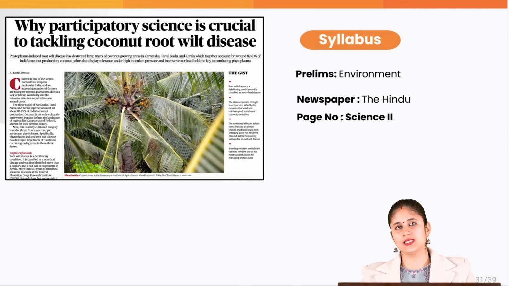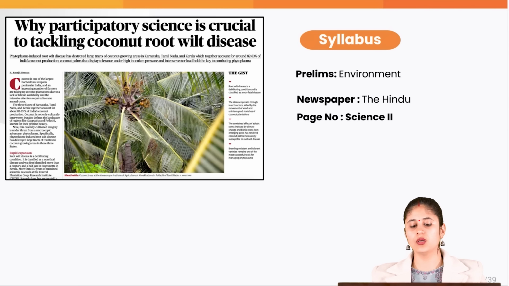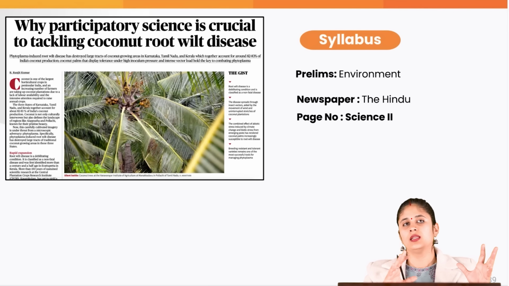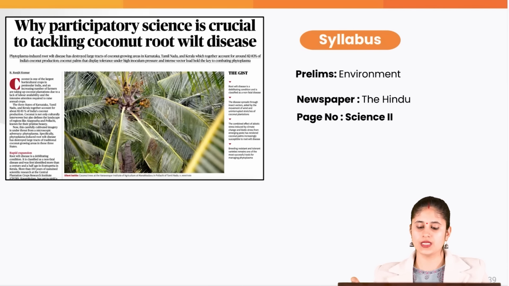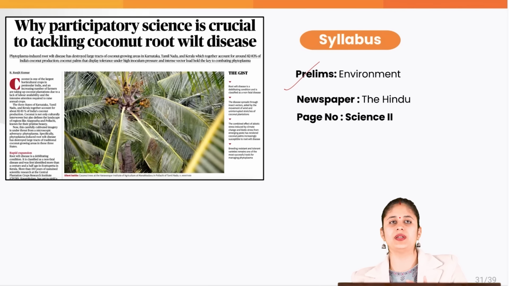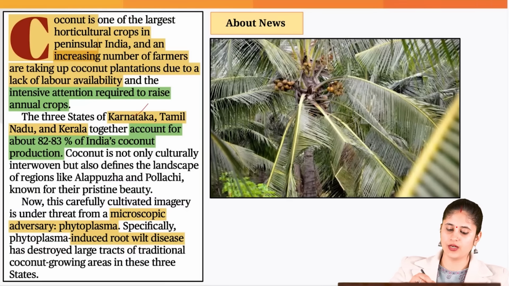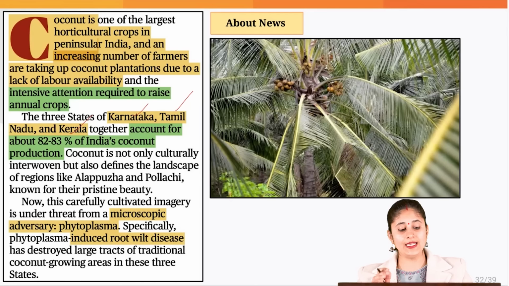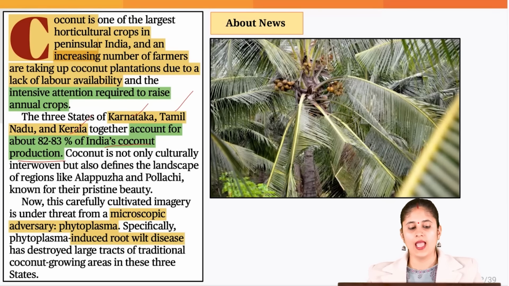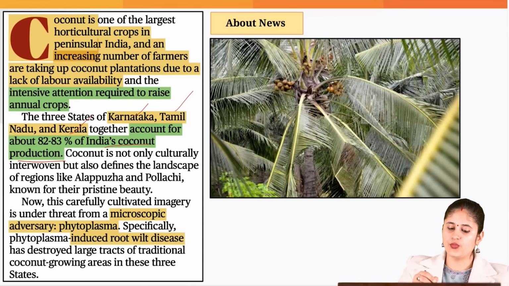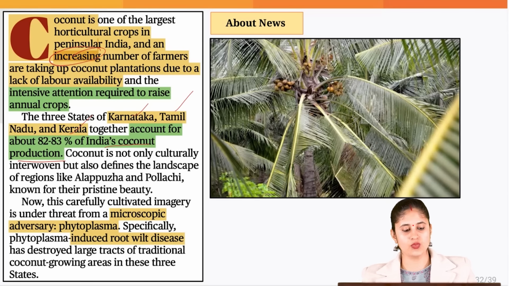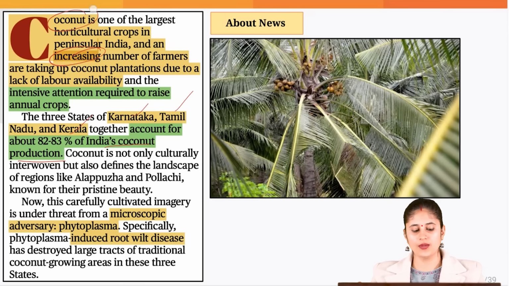Now, recently in southern India, we are witnessing root wilt disease, which is negatively impacting the coconut trees. This particular topic you can associate with the environment section of your prelim syllabus. So, when you talk about the states of Karnataka, Tamil Nadu and Kerala, they account for more than 80% of India's coconut production. And it is in these states that we are witnessing instances of root wilt disease, which is negatively impacting the coconut plantation.